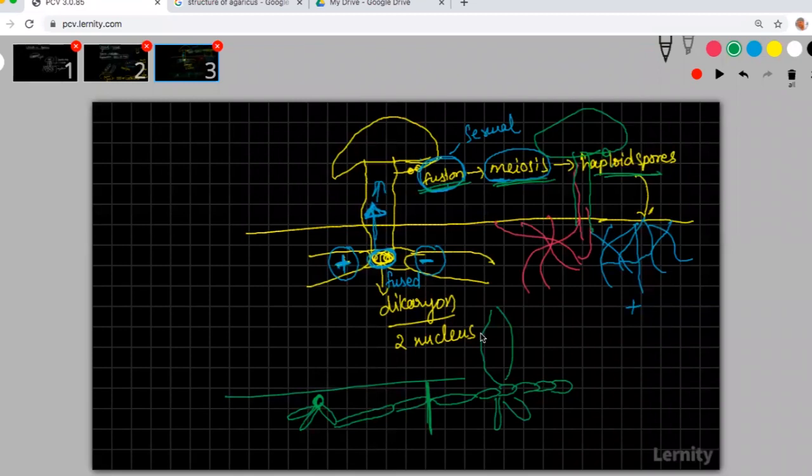Yeah, dikaryotic cells, you can call them diploid, not a problem. They have two different nuclei, so they are diploid.